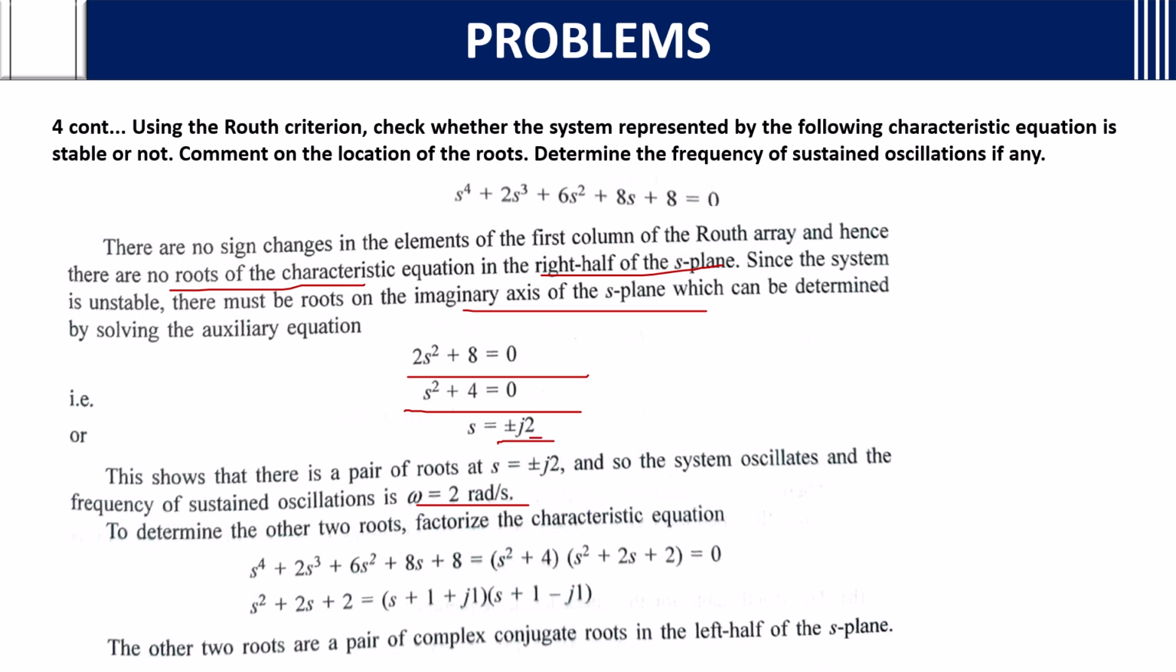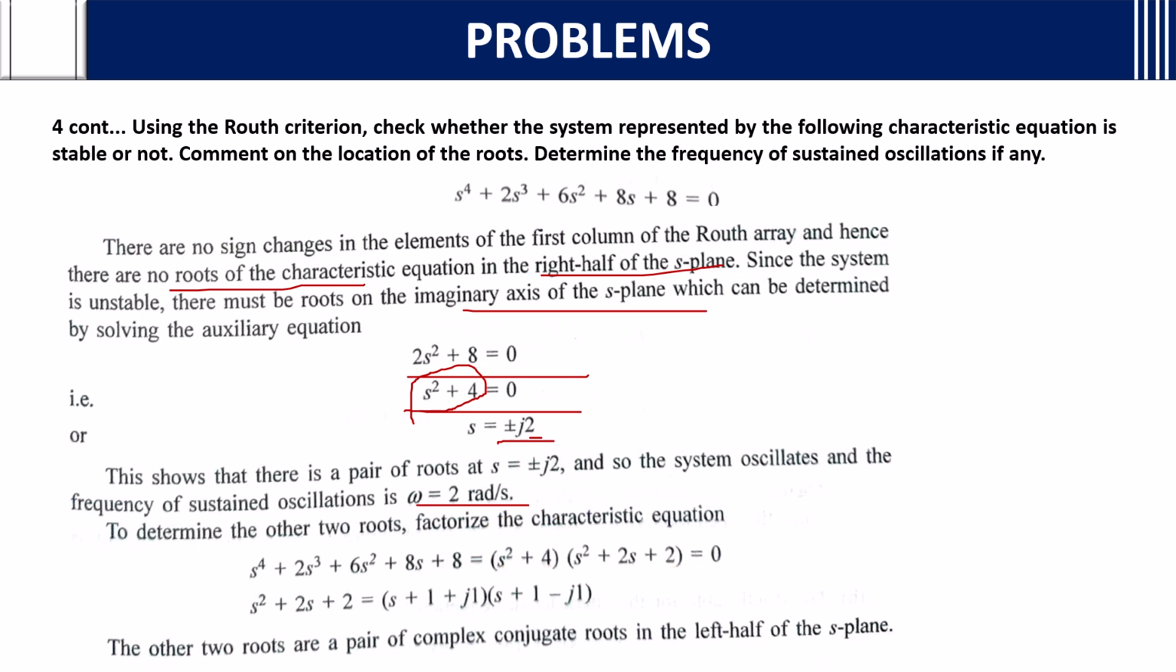The omega value. To determine the other two roots, factorize the characteristic equation. To find the other roots, what should we do? We know that s square plus 4 is one of the factors. If you divide by this, as we did in the previous video, you will get s square plus 2s plus 2.